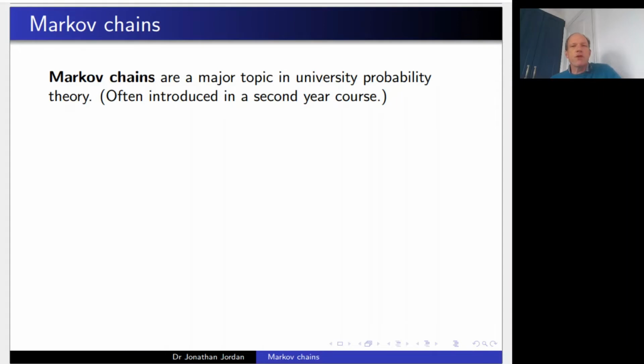Markov chains are something that would be introduced in university probability courses, typically in a second year course, although it might vary a little bit according to where you're studying. In Sheffield, they are indeed introduced in a second year course.